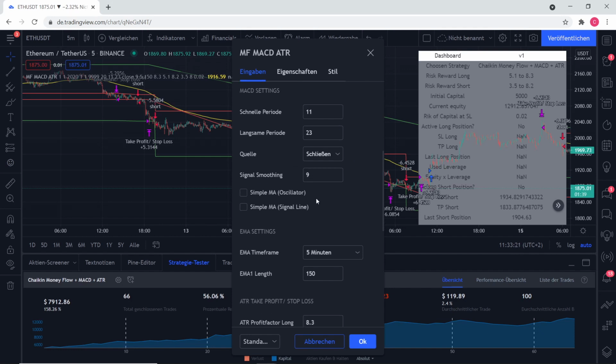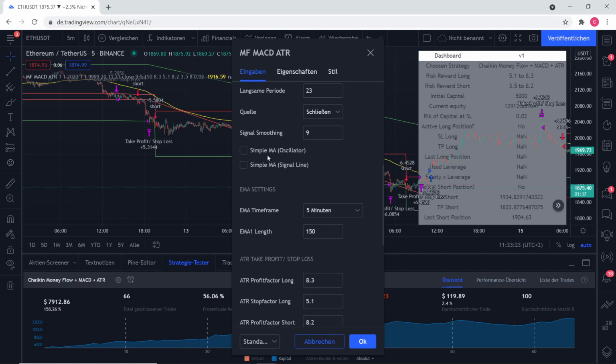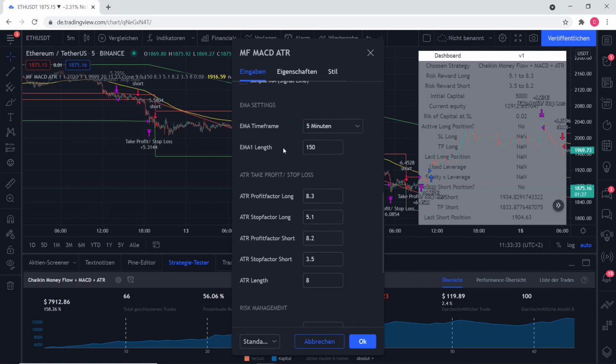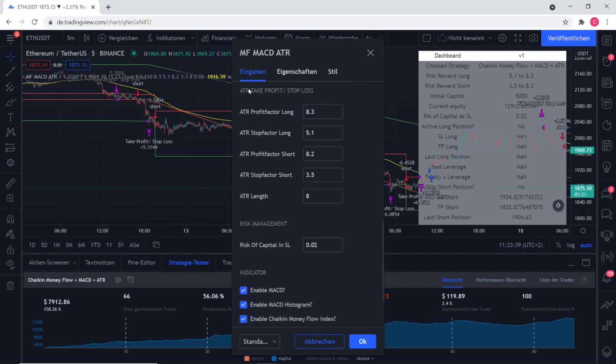I have adjusted the MACD settings a bit. The simple moving average I have switched off, since it often strongly reduces the number of trades. The EMA I inserted reduced the drawdown and increased the profitability. It is possible to choose an EMA from a different time frame as well as change the length of the EMA. As in the strategy presented by TradePro, I also use the ATR to calculate the take profit and stop loss.